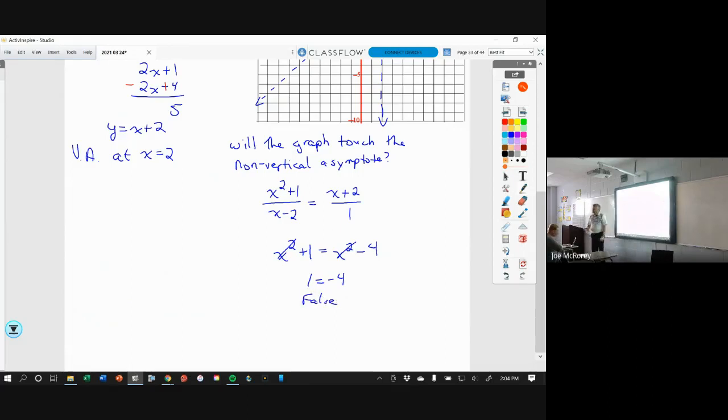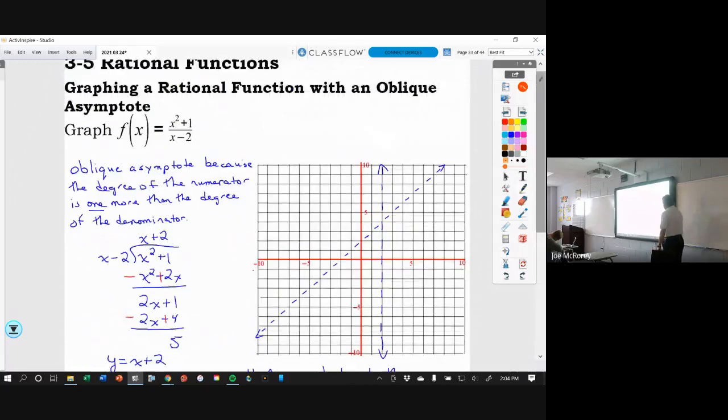Okay, totally false. That is not true, so there's not one. So will the graph touch that oblique asymptote? No. We were right.